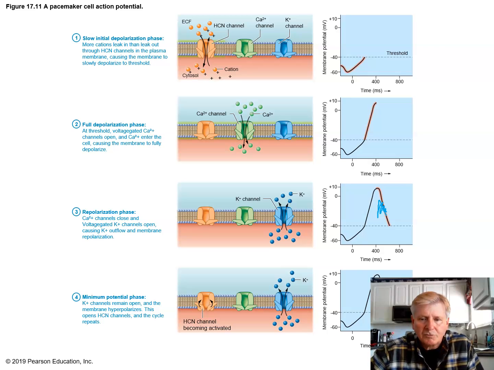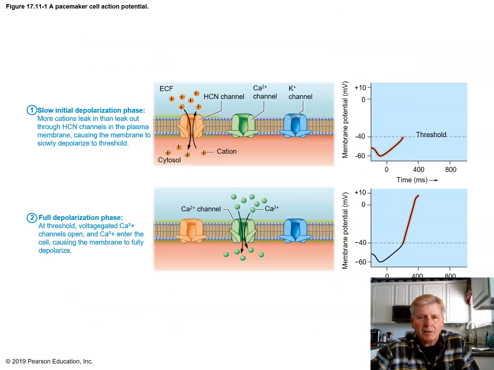And then finally, you go back to the fully hyperpolarized state where you get your minimum potential phase. That's when all the potassium channels remain open and the membrane hyperpolarizes, it becomes more negative, then it rests. That then opens the non-specific cation channels, and the cycle then repeats itself. That's called a pacemaker cell action potential, very different from a cardiac action potential.